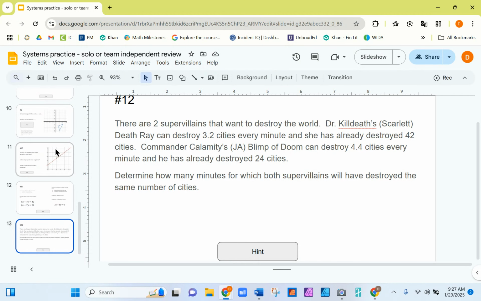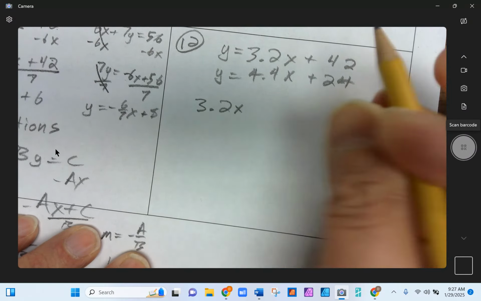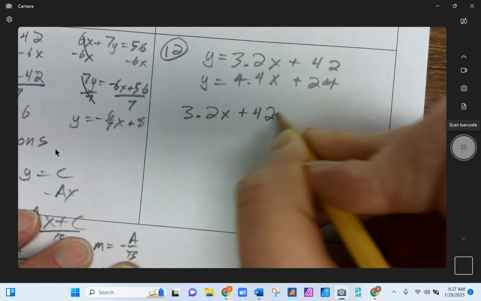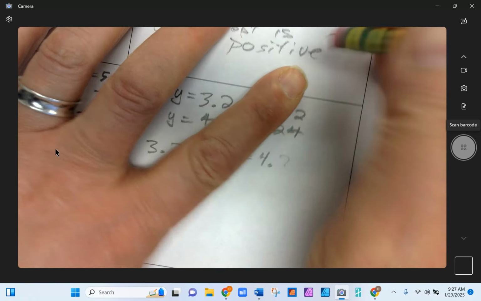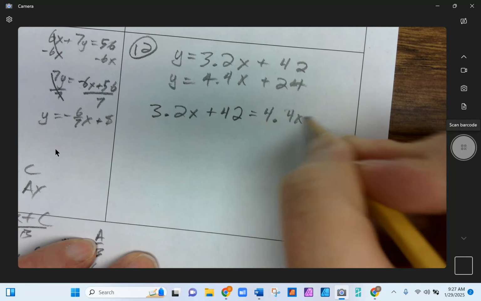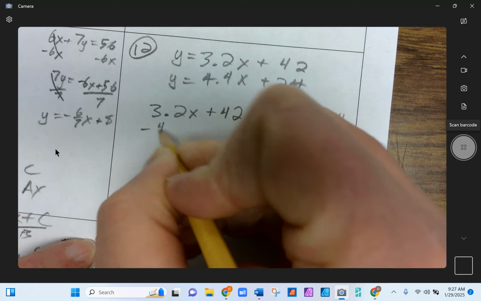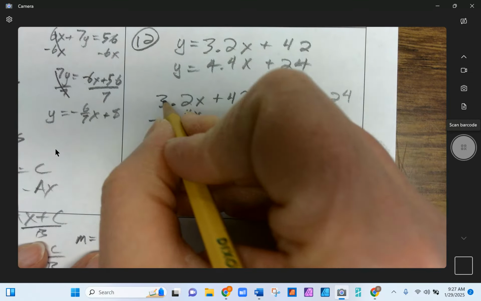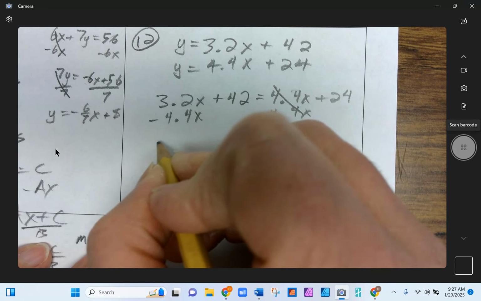We've got to figure out how many minutes it takes for them to destroy the same number of cities. So the idea here is we're going to solve this by substitution. We'll call this the equal values method. You take the right half of each equation and set them equal to each other. 3.2x plus 42 equals 4.4x plus 24. We'll subtract that 4.4x over here. This is in your notes. That's solving equations. So let's see, 3.2 minus 4.4 is going to be 1.2. It'll be negative.